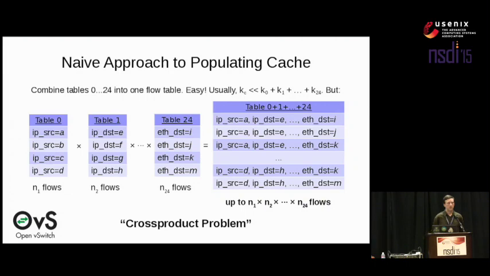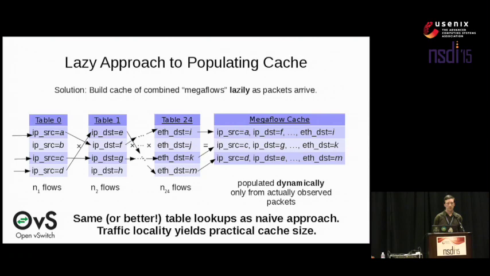So if you have a packet, for example, that arrives, and it matches on, say, IP source A and IP dest F and ETH dest I, then you can compute a Megaflow cache entry that's just for that and populate it into the Megaflow cache. And the result is that you get something that requires the same number of table lookups, or sometimes fewer even, as the naive cross-producting approach. But traffic locality allows you to have a practical cache size, and you still get most of the benefit.